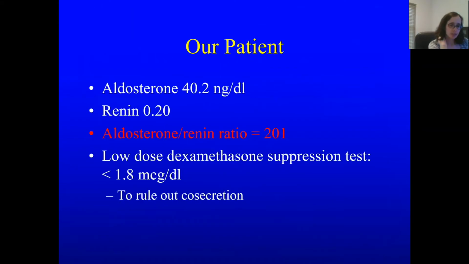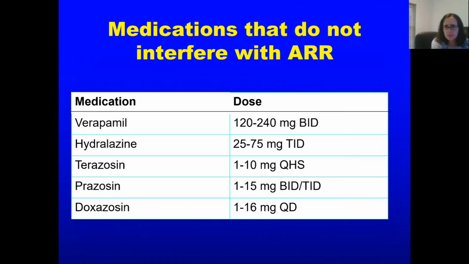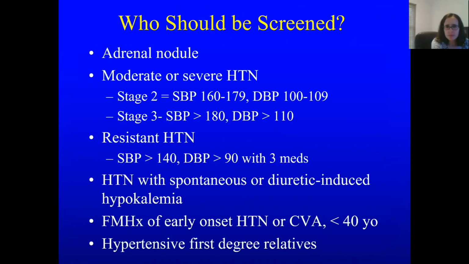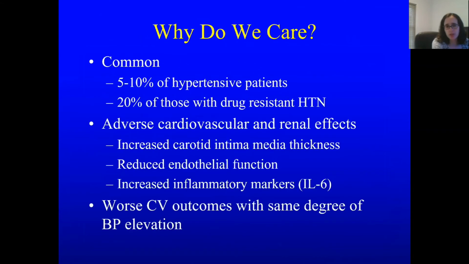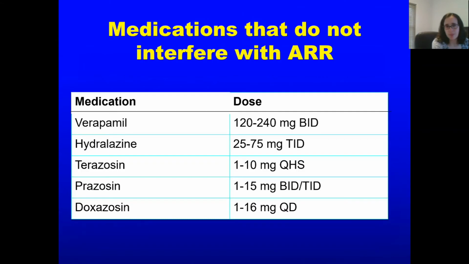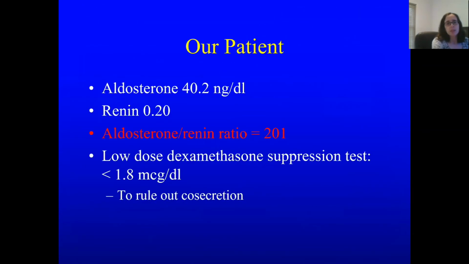So this patient of mine, he had an aldosterone level of 40.2 with a suppressed renin of 0.2. Remember, he was on the ACE inhibitor. He was on amlodipine, he was on an ACE inhibitor, and he was on a beta blocker. And even with all of those things, it was a slam dunk case of hyperaldo. His aldosterone renin ratio was 201.